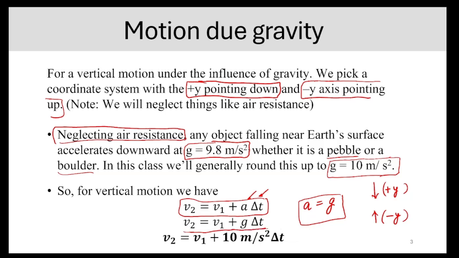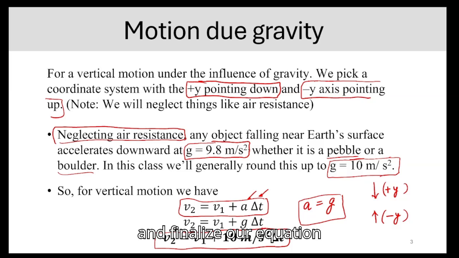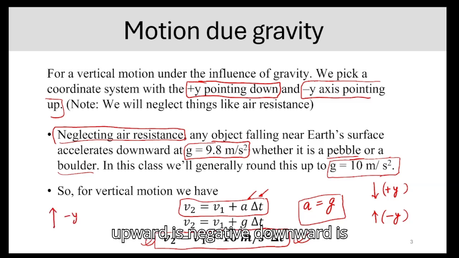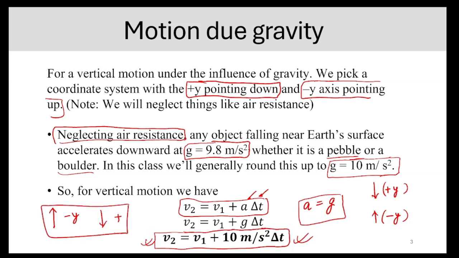As we said, our g value is 10 meters per second squared, so we can simplify this equation and finalize it as v2 is equal to v1 plus 10 meters per second squared times time. We will basically be using this equation in most of the cases, and we also need to remember that upward is negative, downward is positive in the case where the object is falling under gravity.